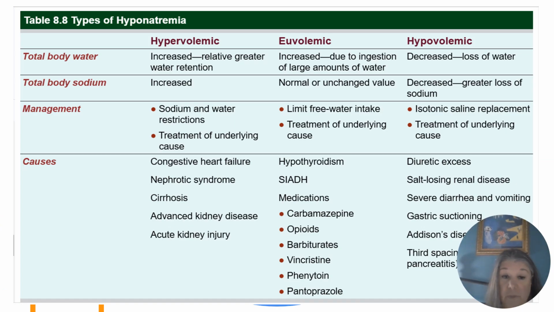This is table 8.8. This talks about hyponatremia and what our causes are, hypervolemic versus hypovolemic, because really you can have either one. So this is just an FYI, and that's table 8.8, slide 6.